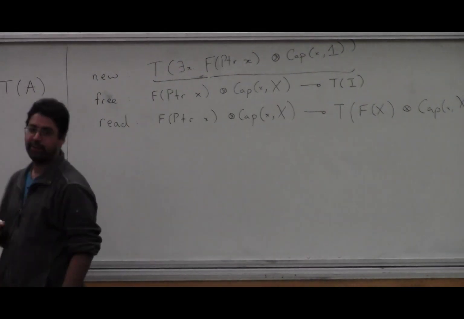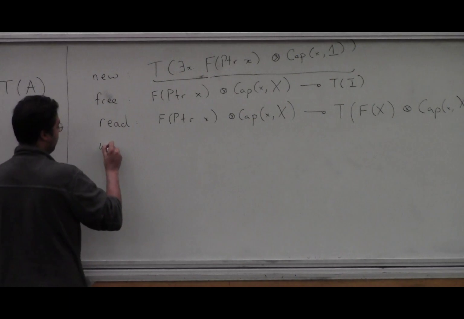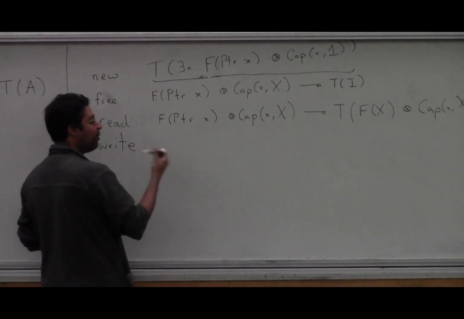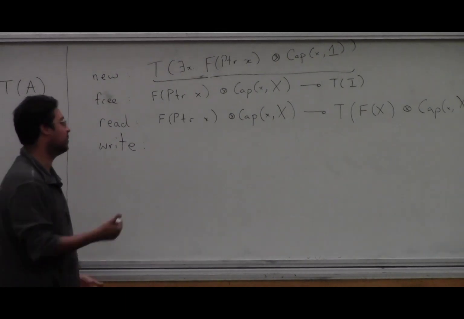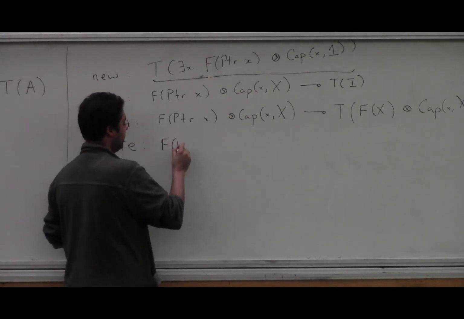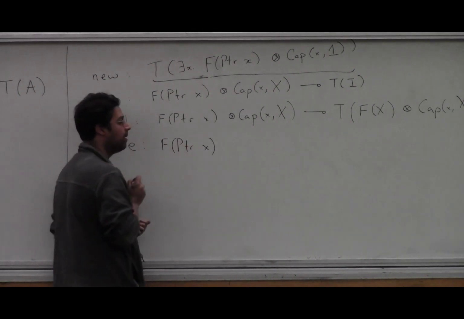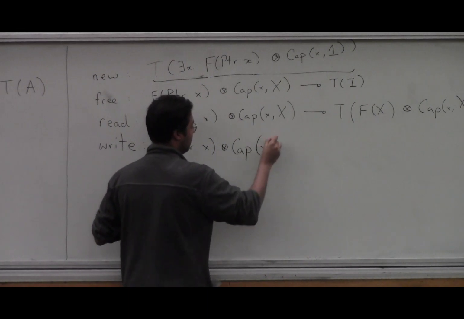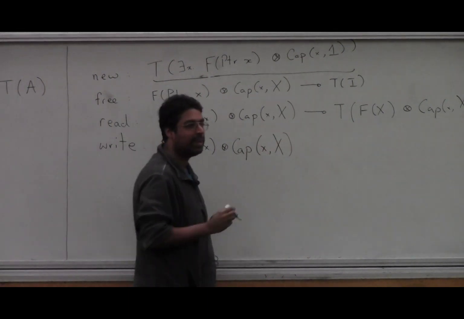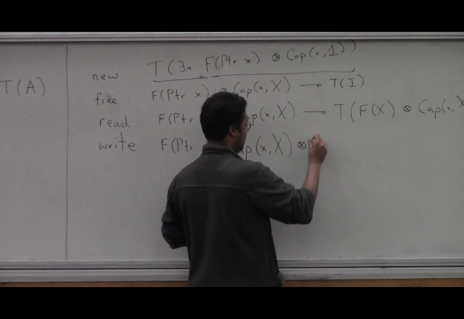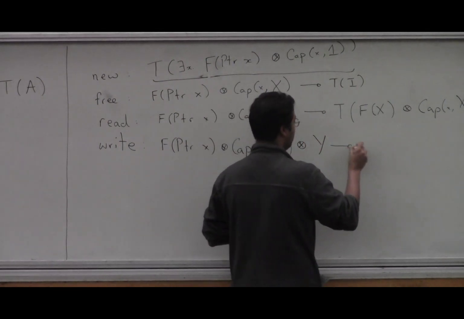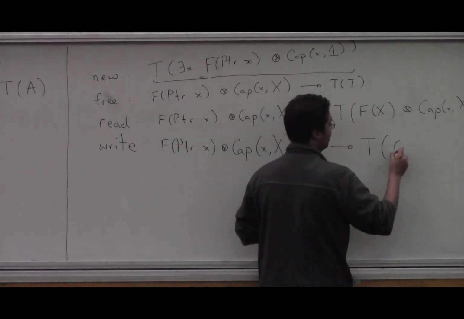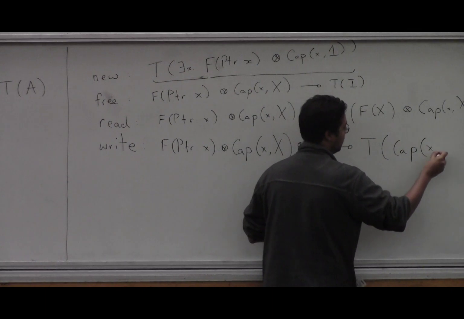And we can also do a write. Again, in order to do a write to a pointer, we need the actual address to use, and we need the capability to access that location, and we need a value. Once we perform the write, we'll get back an updated capability.